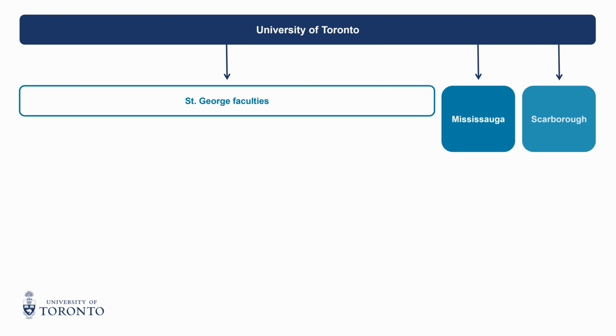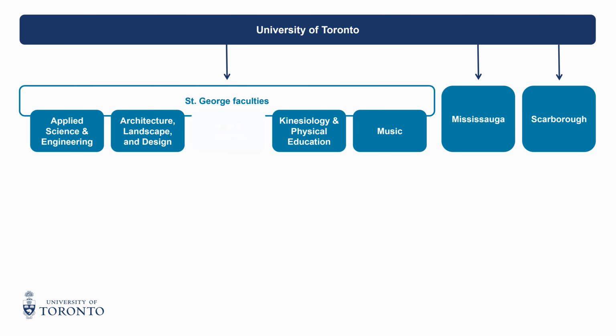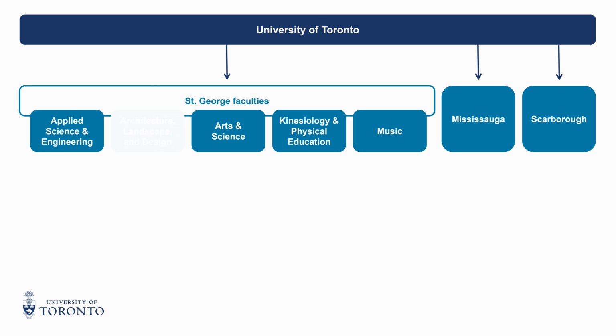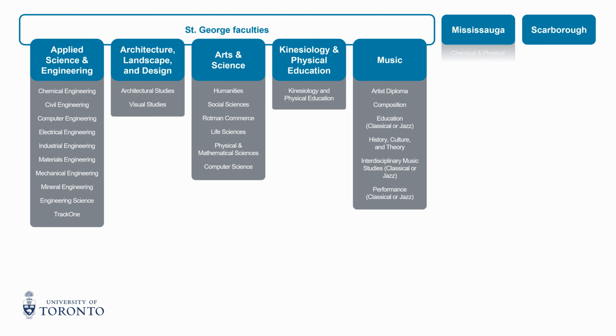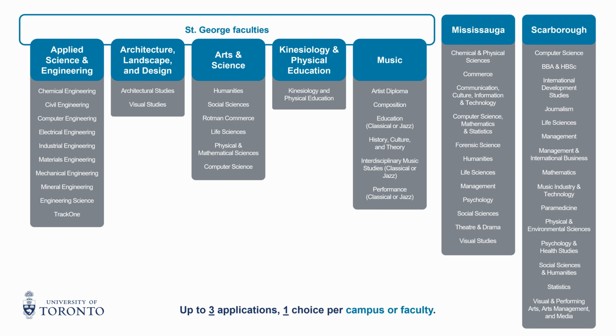On the U of T St. George campus, you could apply to the Faculty of Arts and Science, the Faculty of Applied Science and Engineering, the Daniels Faculty of Architecture, Landscape and Design, the Faculty of Kinesiology and Physical Education, and the Faculty of Music. You could also apply to the U of T Mississauga campus and the U of T Scarborough campus. You could apply to up to 3 programs at the University of Toronto, as long as it's no more than 1 per faculty.